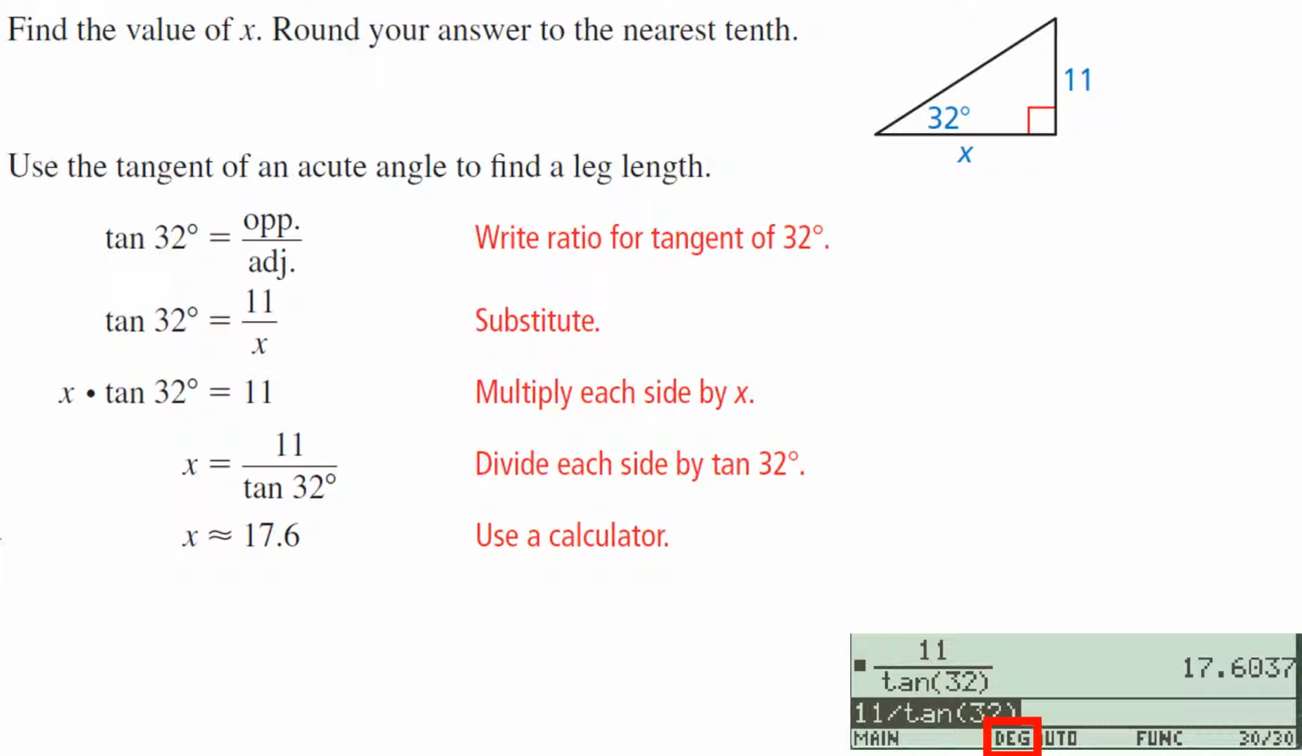Now notice when I'm working with a calculator, I've got to make sure that I am set in degrees, not radians, and not gradients if you happen to have a calculator that gives you a third option. Most scientific calculators will just have you choose between degrees and radians. Notice I have to communicate with my calculator and make sure it understands that it's 11 divided by the tangent of 32 degrees, right? Not 11 divided by 32.